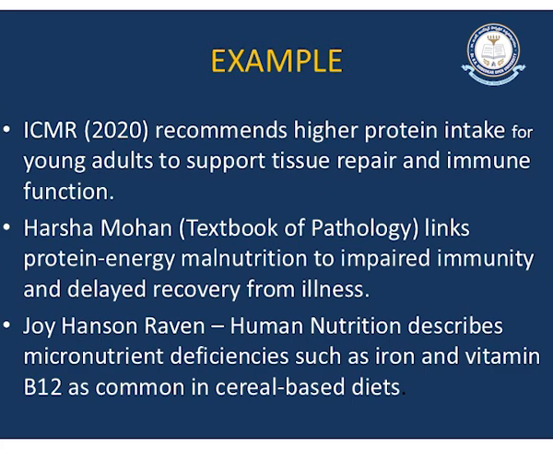For example, ICMR 2020 recommends higher protein intake for young adults to support tissue repair and immune function. Harsh Mohan's Textbook of Pathology links protein energy malnutrition to impaired immunity and delayed recovery from illness. Joy Hansen Raven states that human nutrition describes micronutrient deficiencies such as iron and vitamin B12 as common in cereal-based diets. Now, what are the risks to food security?